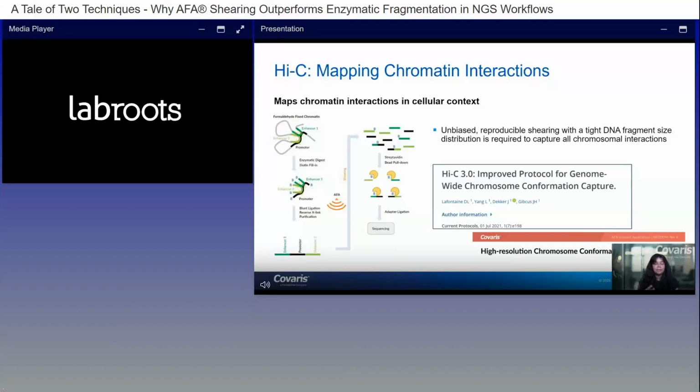And in order to get the most out of this data and make high quality contact maps, unbiased reproducible shearing with tight DNA fragment sizes is really crucial because you want to capture all of these chromosomal interactions in order to get a good spatial picture of the chromatin. So AFA is used really widely in Hi-C protocols, with several papers even highlighting how consistently AFA is able to shear their chromatin during these workflows.